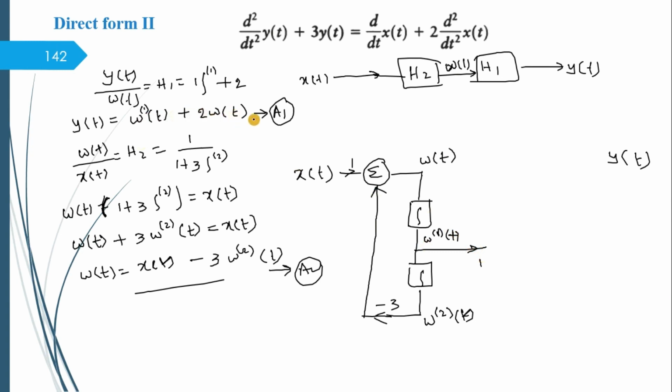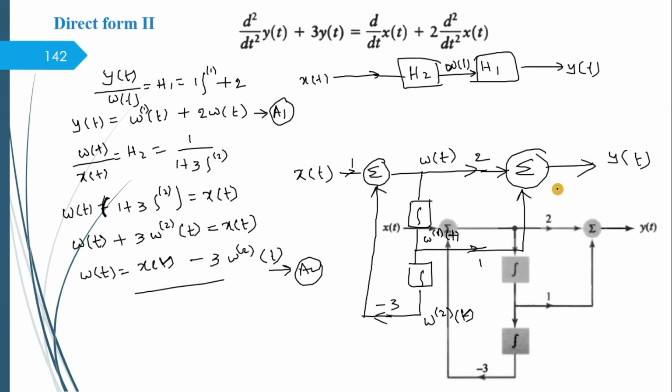Next, 2 times w of t. That's it. 2 into w of t, and 1 into one time integration of w of t. Both should be added. This will give you y of t. This is direct form 2. Very simple. So this completes your direct form 1 and direct form 2 block diagram representation.